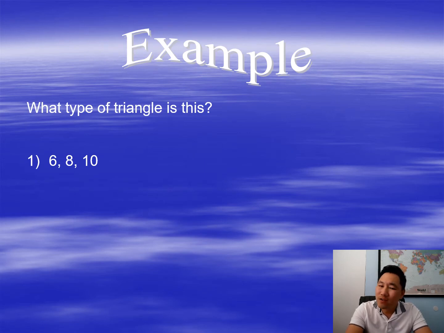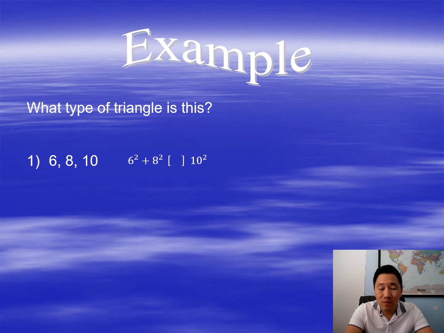What type of triangle can you make with a 6, 8, 10? If you notice, it is a Pythagorean triple. But if you didn't notice, let's see first if it makes a triangle at all. Looking at these two small ones, if you add them together, 14, it's definitely bigger than 10. So yes, this makes a triangle.